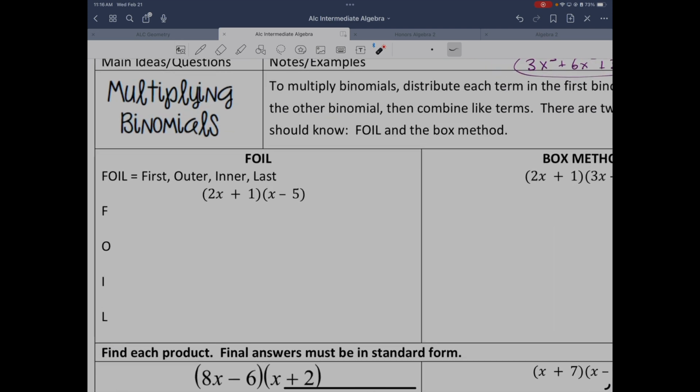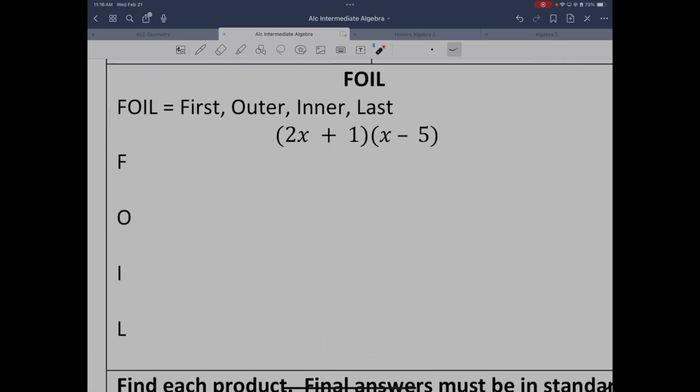We'll start with the F.O.I.L. So F.O.I.L is just an acronym. It essentially means you're going to multiply the first terms together of each binomial. You're going to multiply the outer terms with each other. You're going to multiply the inner terms with each other. And you're going to multiply the last terms with each other. And then you're going to combine like terms. Okay. So when we're talking about the first terms, that's what the F stands for.